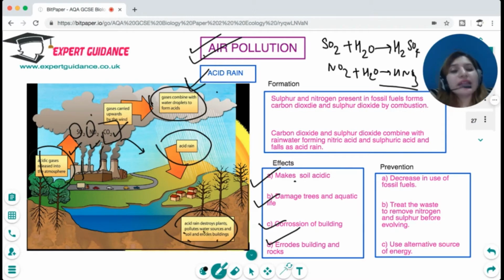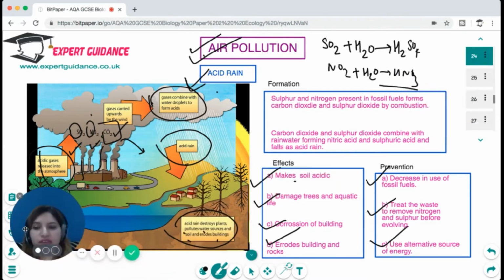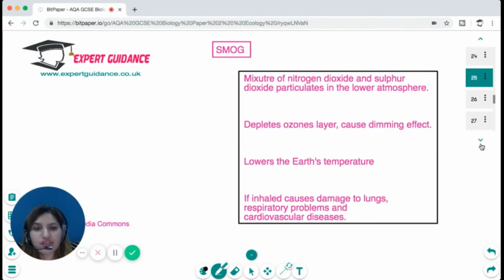Now, how can we get away with this problem? To solve this problem, we should decrease the use of fossil fuel, treat the waste to remove nitrogen and sulfur before releasing it into the atmosphere, and use alternative sources of energy. Okay, so I hope the process of acid rain, its effect and prevention is clear to you.